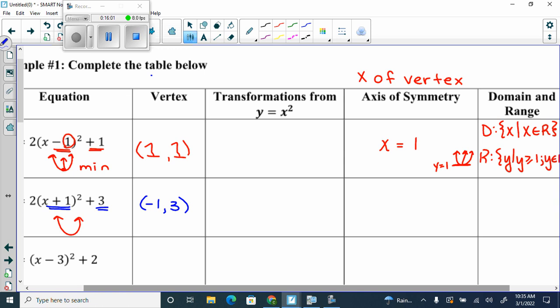Okay, the equation of the axis of symmetry is x equals what, Chloe? -1. The x of the vertex. Now, is this graph concave up or concave down?